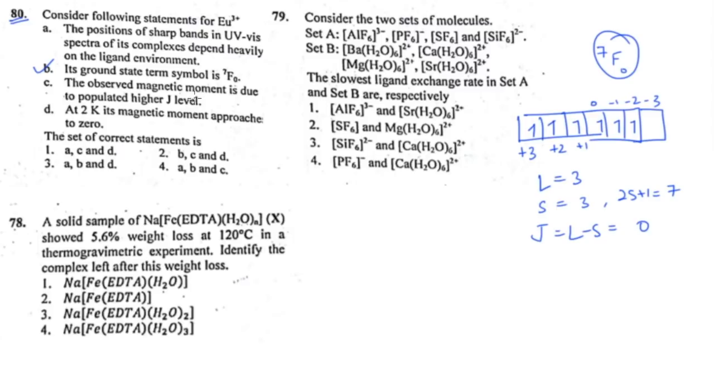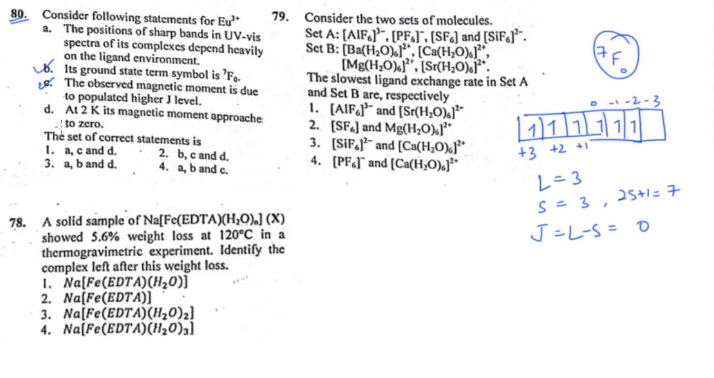Okay, so there are two exceptions. Europium and samarium have a different kind of magnetic behavior compared to the others. So this one will also show like that only, and it is not actually spin orbital coupling. It depends upon the temperature basically. So that's why statement C is also correct, it is due to the highly populated J level. So because the J level is highly populated, it has an observed magnetic moment.